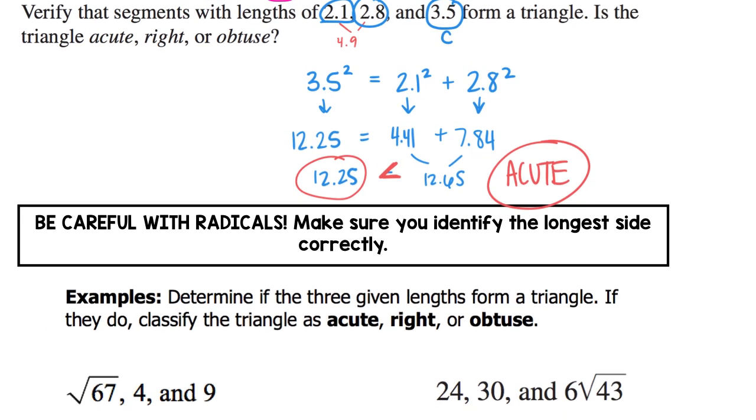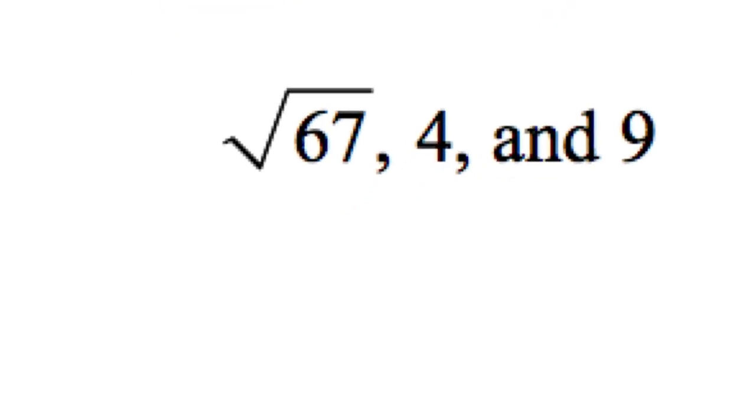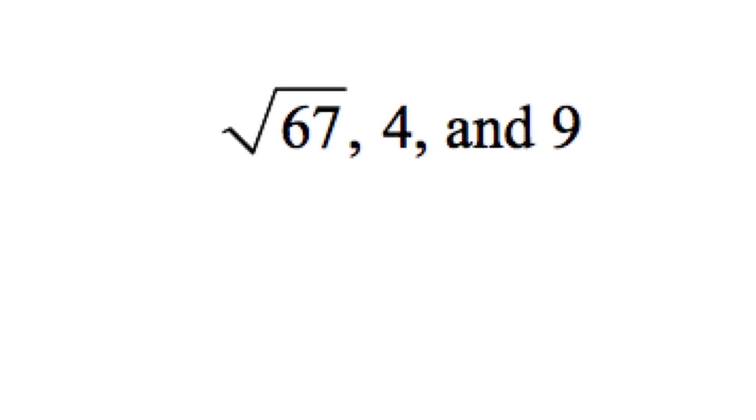Okay, and the last thing we're going to do is look at some examples of this when we're working with things that have radicals in them. So this is kind of the same setup. It looks a little bit different than these examples up here, but it's just formatted differently. They're asking us to determine if the three given lengths would form a triangle, and then if they do, we're going to classify that triangle as acute, right, or obtuse. So we're basically doing the same thing we did up here, but we just want to be careful with these radicals. So first of all, you want to make sure you know what the biggest side actually is. And the biggest side, sometimes it's hard to tell by looking at it because of this radical.